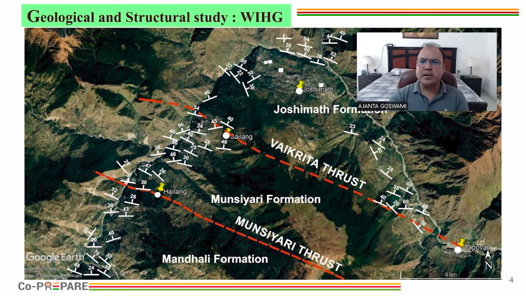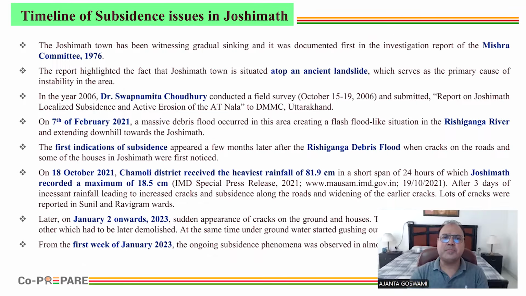This is one particular map that I have taken from the geological and structural study done by the Wadia Institute of Himalayan Geology. This is what Joshimath town looks like, and it is looping towards the north. We have the Vaikrita Thrust, which can be mapped somewhere here, and then we have the Munshiari Thrust. Let's look at the timeline of subsidence issues in Joshimath, how exactly it has taken place.